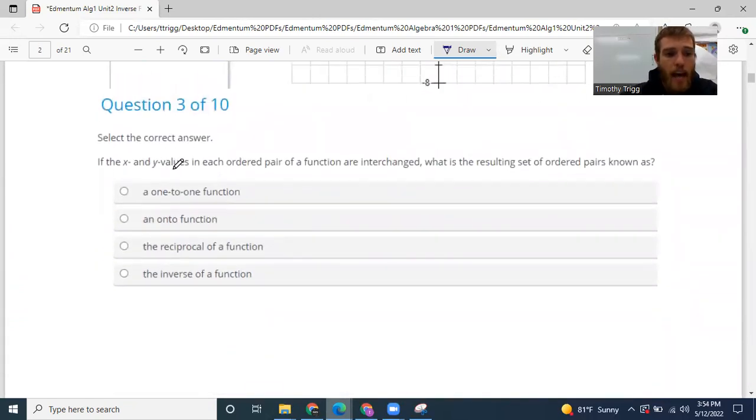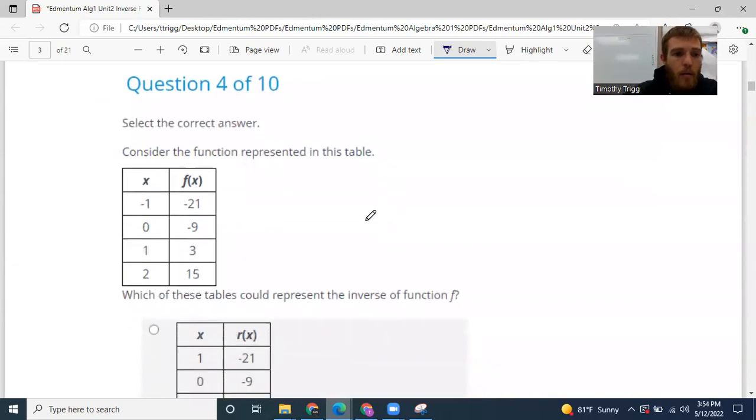Question 3: if the x and y values in each ordered pair of a function are interchanged, so changing x for y and y for x, what is the resulting set of ordered pairs known as? That's your inverse function. That's what we're talking about. Great. Okay. Consider this function, x and f of x. Which of these tables would represent the inverse of function f?